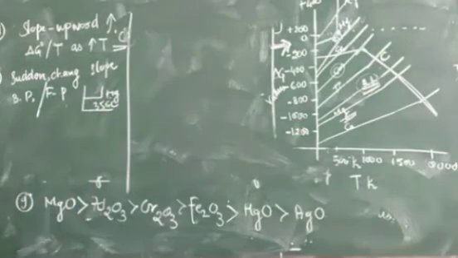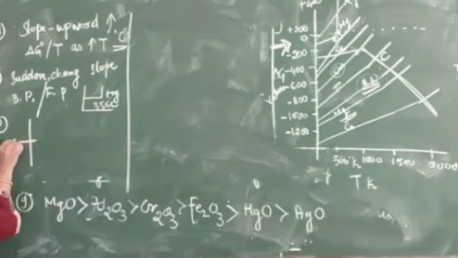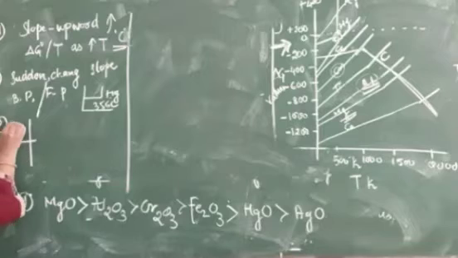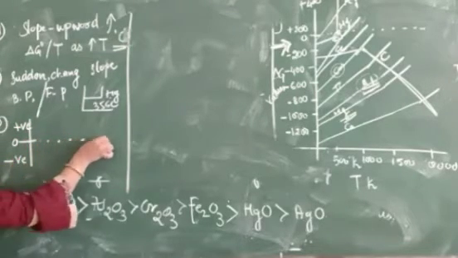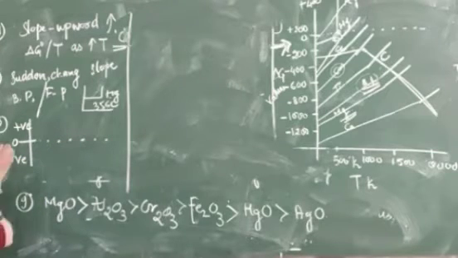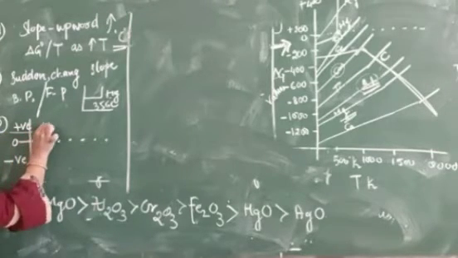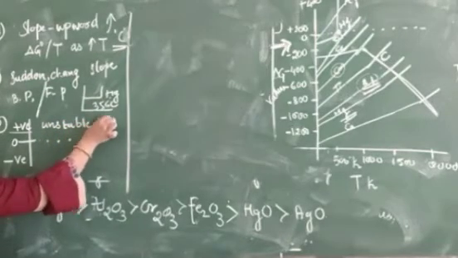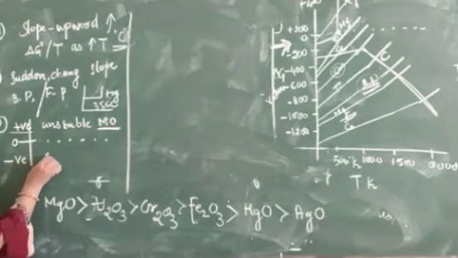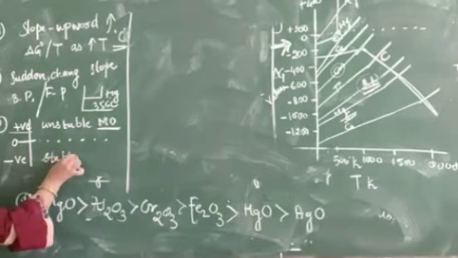Now the third one: a particular point will be reached. Above that line, delta G naught values are positive in nature, and below that line, all delta G naught values are negative in nature. Where delta G naught values are positive, all metal oxides are unstable. Where negative, all metal oxides are stable in nature.